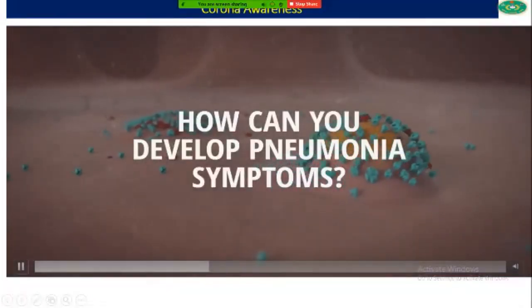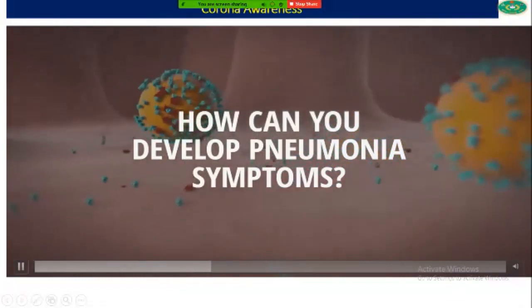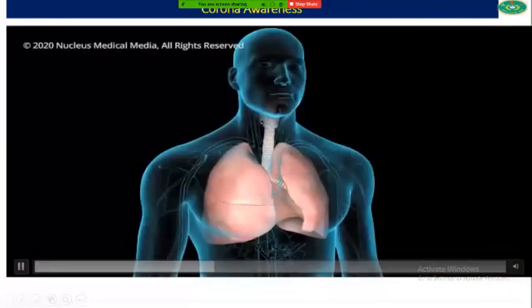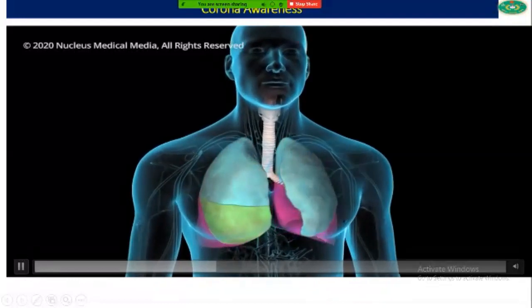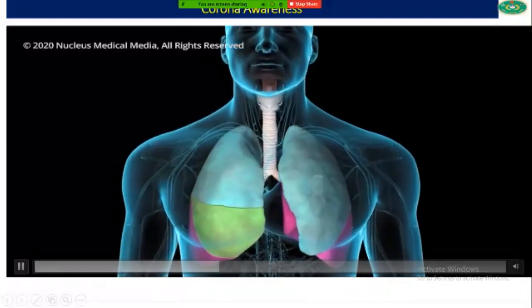Now, with the virus spreading in your body, how can you develop pneumonia symptoms? For this, we'll have to look into your lungs. Each lung has separate sections called lobes.